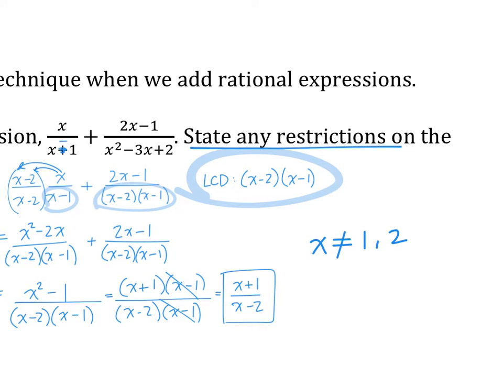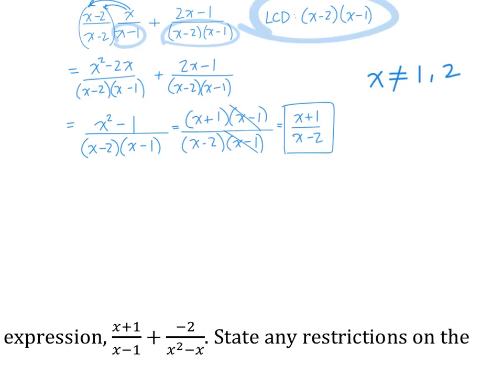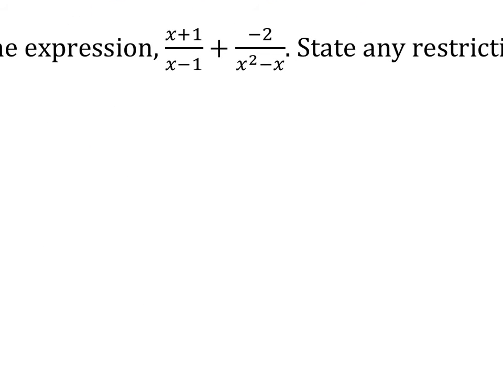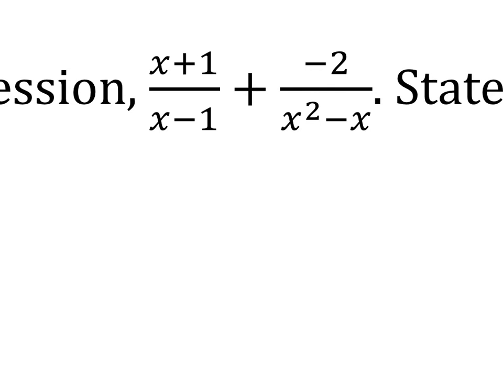X can be 1 or 2. All right. Let's have you try one. Okay, add them together. Again, you have to find the least common denominator and then make sure that both of the terms have the same by multiplying by the missing factor. The answer is x plus 2 over x.